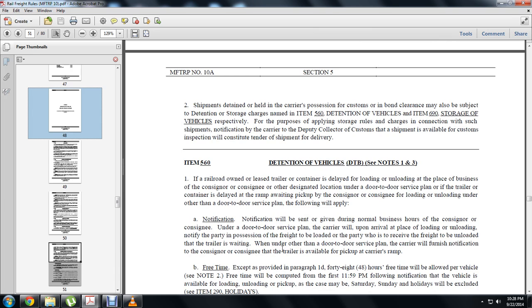A railroad-owned or leased trailer or container is delayed for loading or unloading at the place of business of the consignor or consignee or other designated location under the door-to-door service plan, or the trailer is delayed at the ramp waiting for pickup by the consignee for loading or unloading under the door-to-door service plan. The following apply. Notification will be sent during the normal business hours of the consignor and consignee under the door-to-door service plan. The carrier will, upon arrival at the place of loading and upon unloading, notify the party of the possession of the freight to be loaded or the party who is to receive the freight that the unloaded trailer is waiting. Under the door-to-door service plan, the carrier will notify the consignee that the trailer is available for pickup at the carrier's ramp.